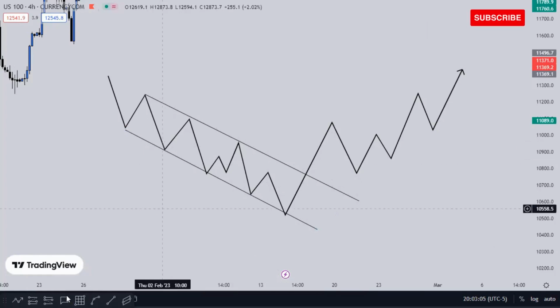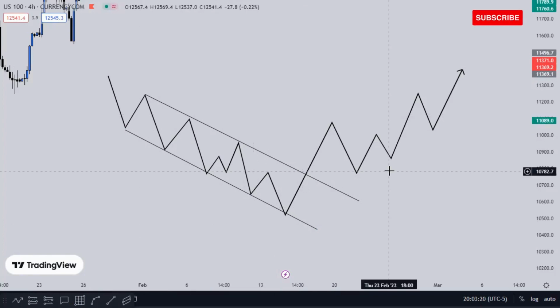If you're selling, you need resistance to sell the market. So right here, we see that the market was trending downwards. I'm respecting this channel right here, respecting this channel. Then suddenly the market broke out. So when there's a breakout, what happens? People buy the market. You should not be selling the market when there's a breakout.